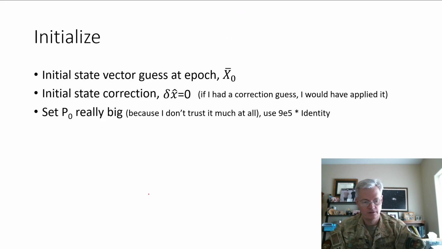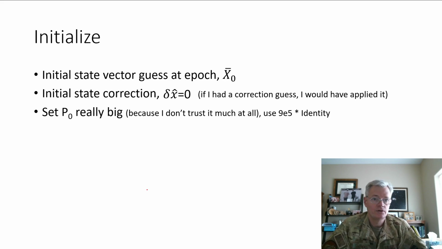All right. So let's actually see how we're going to program this. First thing you're going to do is initialize. Okay, so the initial state vector guess at epoch, x bar naught, and you get that from Herrick-Gibbs, right? So that's easy, nothing new there. The initial state correction, well, del x hat initial is 0. If I already had a guess on how I need to correct this, then I would have done it. We have no information on that. Herrick-Gibbs, we have no del x hat to add to that right now. All right, so set that to 0.